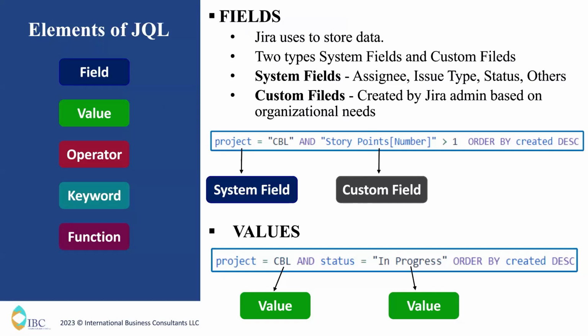A system field is basically, by default, Jira has some fields. So that is called system fields. If we want, we can use those system fields. If we don't want, we don't need to use them. But by default, Jira has some system fields, some examples being project, assignee, issue type, status, and priority.